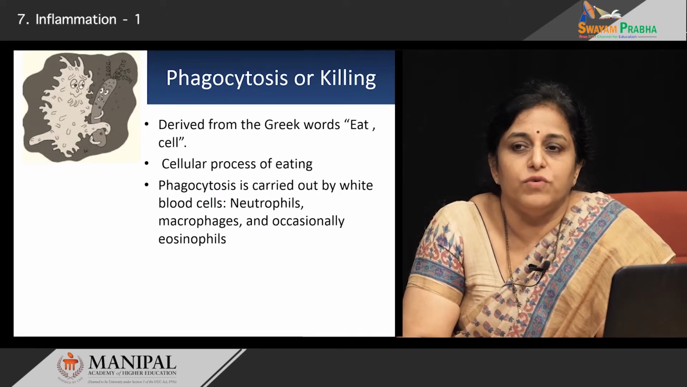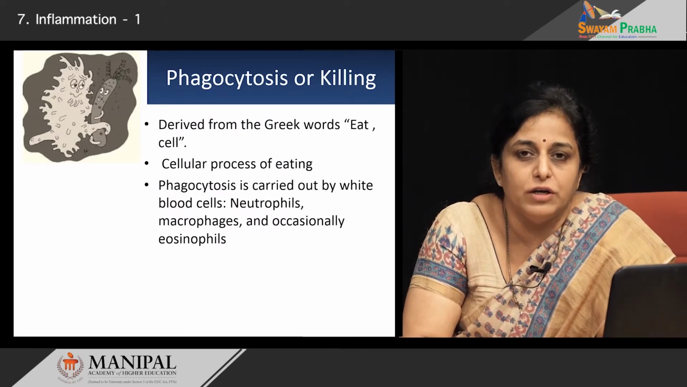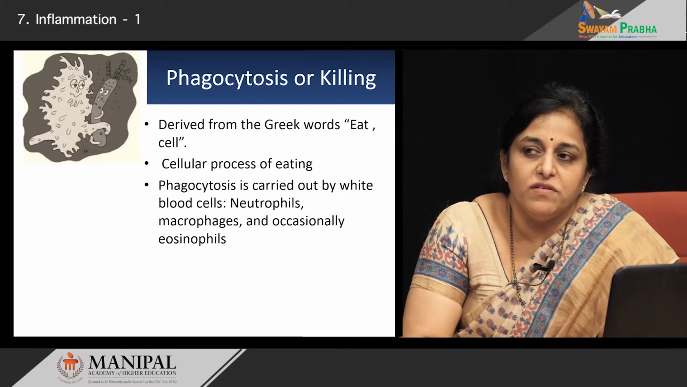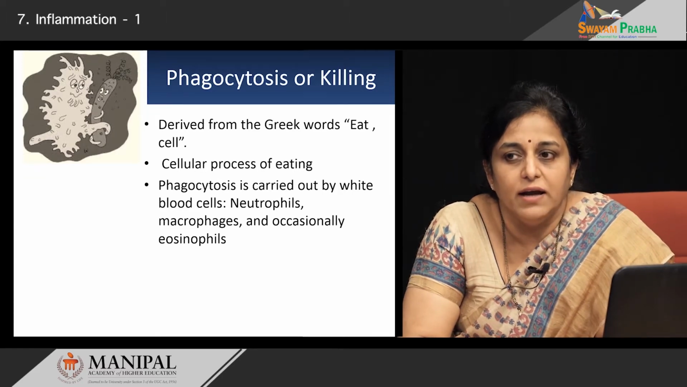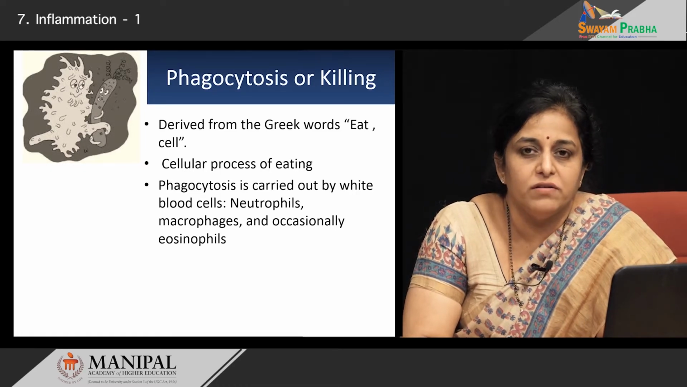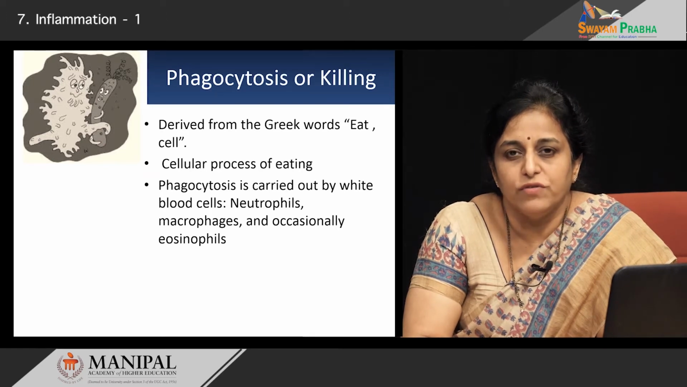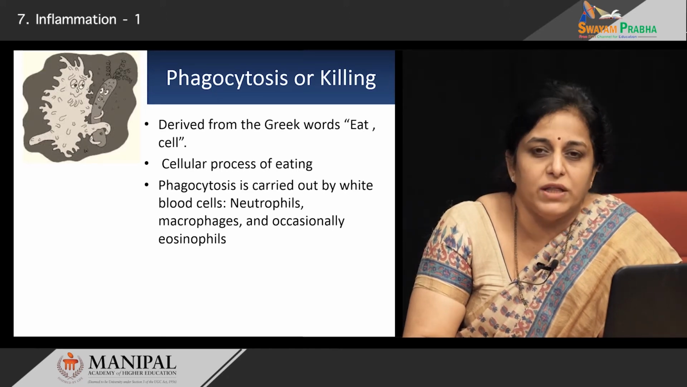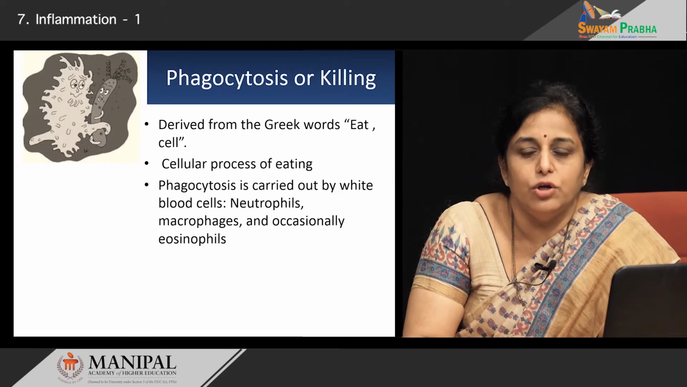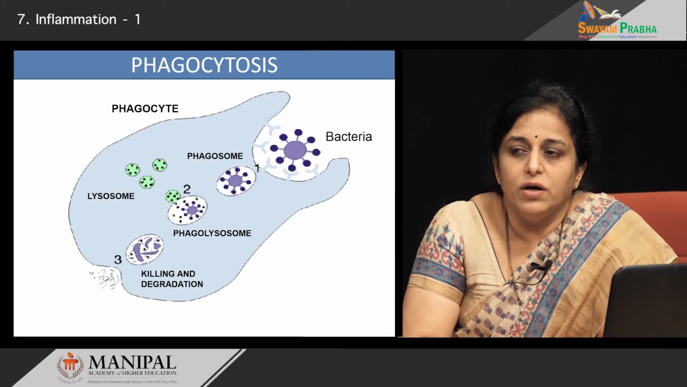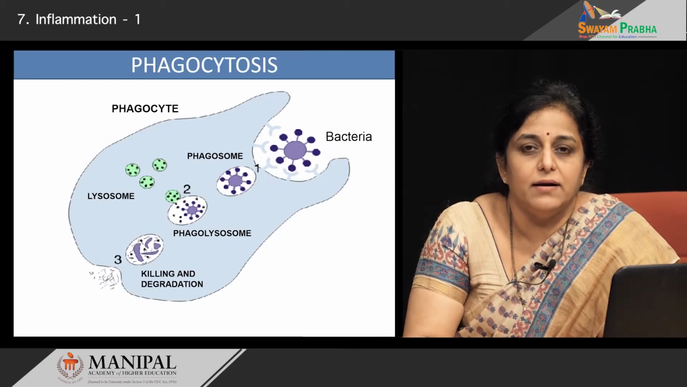Next, coming to phagocytosis, which is the actual process of killing of the injurious agent. Phago means eat, cyto is cell. So, it is a process of eating by the cells. Cellular process of eating is phagocytosis. Now, we have already learned phagocytes are neutrophils, macrophages, and to some extent eosinophils. When we talk of phagocytes, we are mostly talking of neutrophils and macrophages, and in occasional cases, for example, when there is a parasite or an allergen, you find eosinophils, but mostly it is the neutrophils and the macrophages.